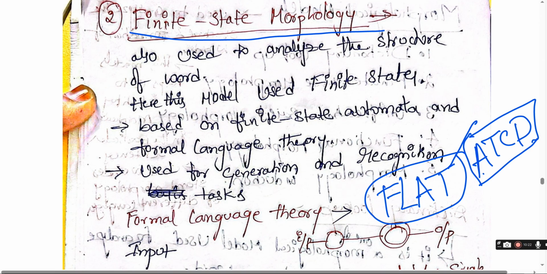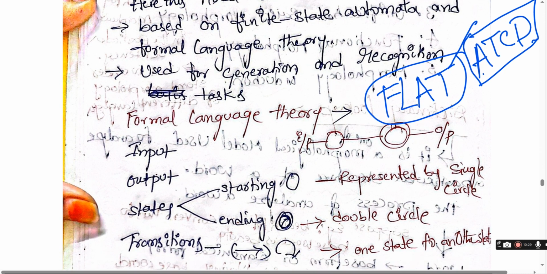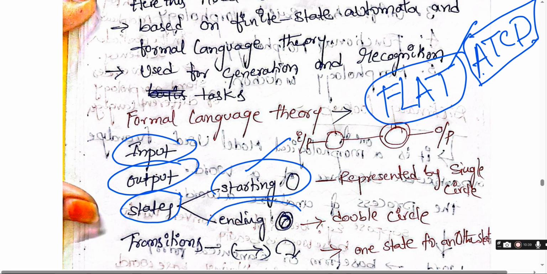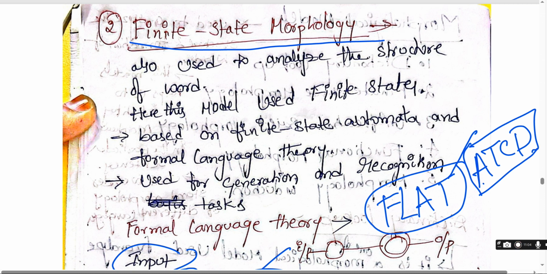So what are the concepts we will follow here? In finite state automata theory we have five important components: input, and output also, and we have two special states, the starting state and the ending state, and transitions. The starting state is represented with a single circle, and the ending state with a double circle. If you remember FLAT and automata theory, then this finite state morphology will be understood very easily and clearly.